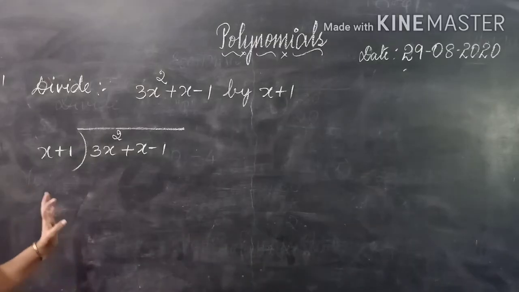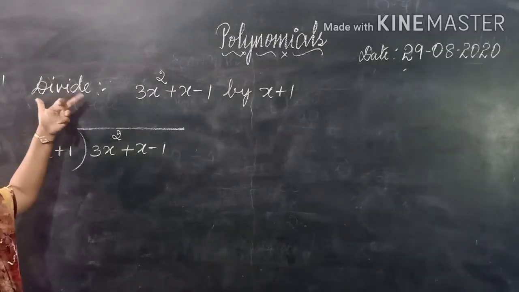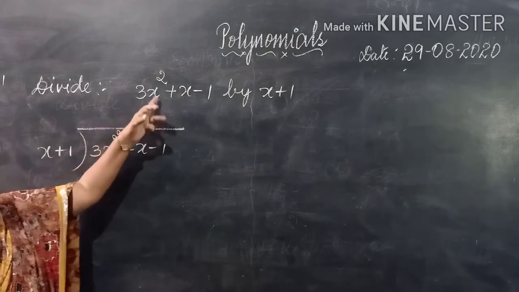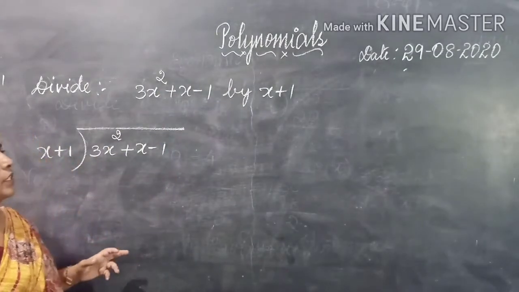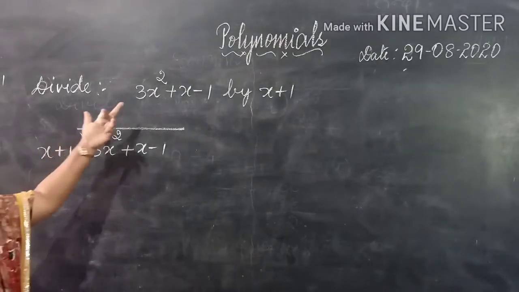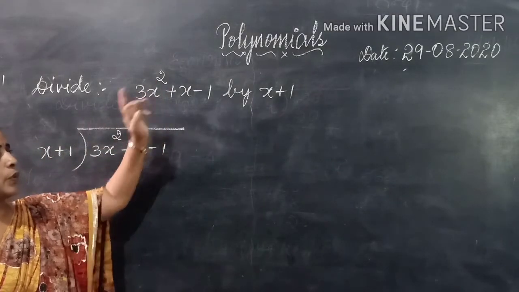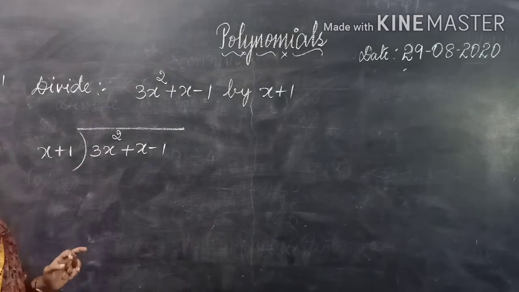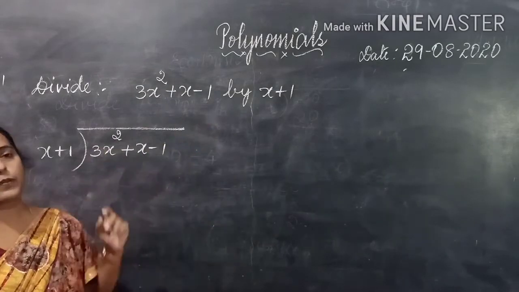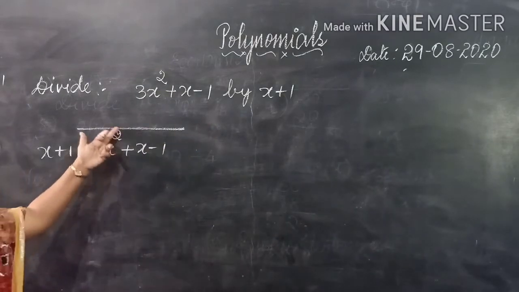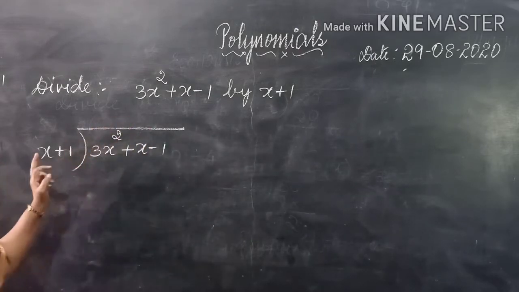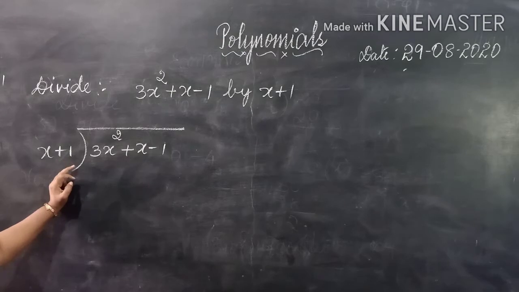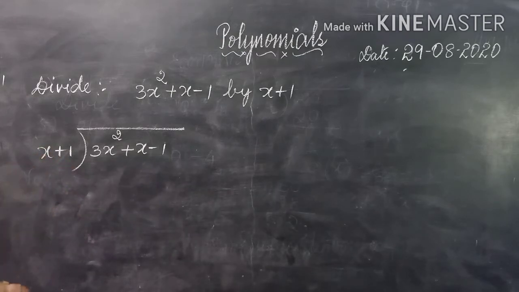So here I have taken an example. Divide 3x square plus x minus 1 by x plus 1. So your dividend is 3x square plus x minus 1. Your divisor is x plus 1. You have to divide this given polynomial p of x, that is the dividend, by x plus 1. How to divide a polynomial by another polynomial?